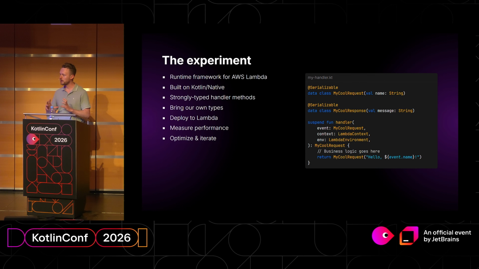This is an example of what I wanted the handler function to look like, and you can see my cool request and my cool response are in here as the types that I'm bringing to this handler that the framework should ideally not have to know anything about. It should just handle sort of transparently.